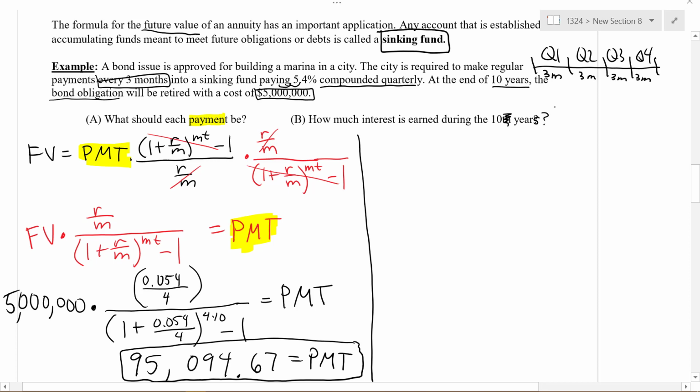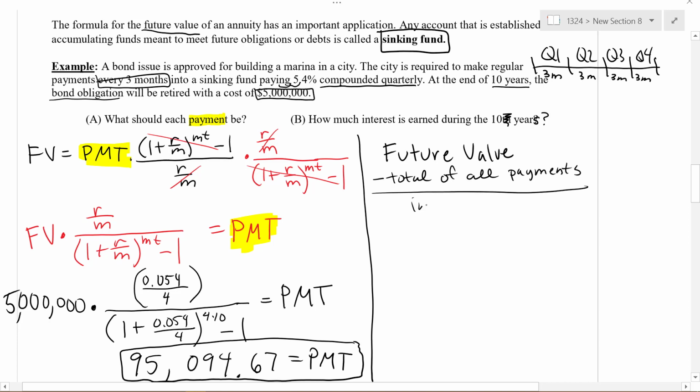So for the duration of this annuity, we are contributing regular payments ourselves, and then the bank is giving us interest. So what we want to know is how much of this is interest, or how much of this future value is interest. Okay, so to calculate the interest on a future value account, we're going to take the future value and we're going to subtract off the total of all payments or deposits. We'll just call it payments. And then what's left over will be the interest.